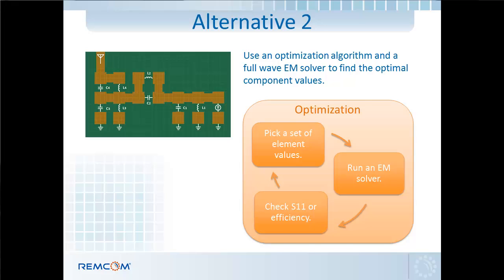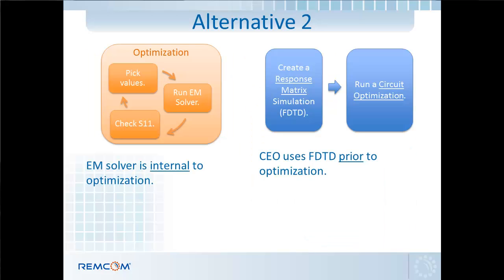The biggest difference here is that the optimization on the left has the XFdtd, or the full wave simulation, built into the loop. The circuit element optimizer, on the other hand, does the full wave simulation prior to doing the optimization. So the response matrix is where we simulate the XFdtd. Once we have that system characterization, then we plug it into the circuit optimizer and run the optimization.